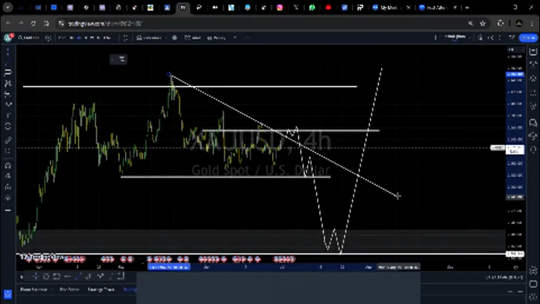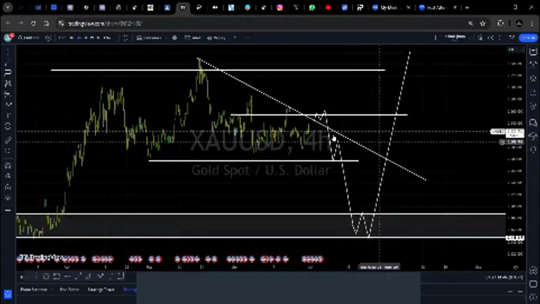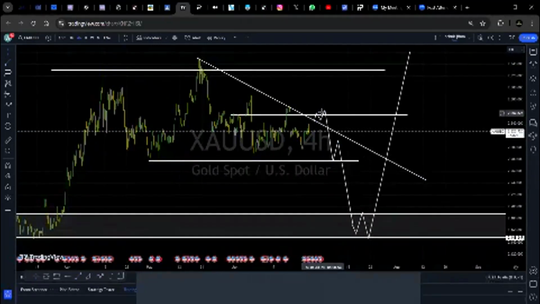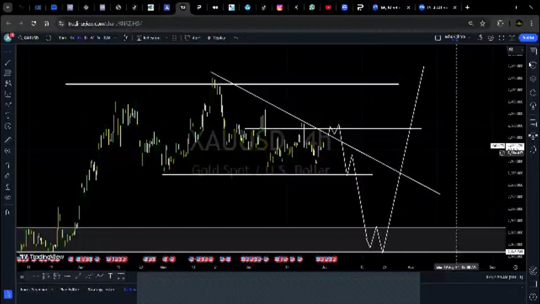What areas does it need to respect? Is it this resistance, or will it come back to retest this resistance again? So that's what we have on gold.